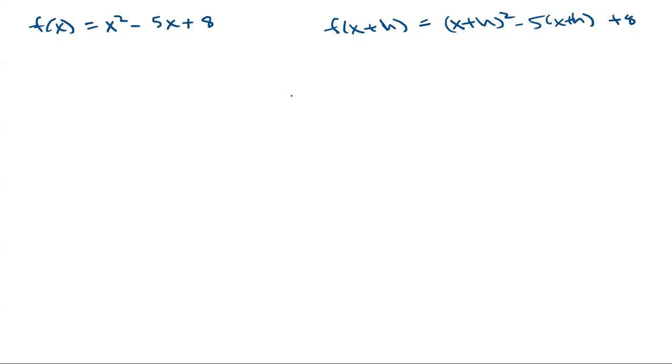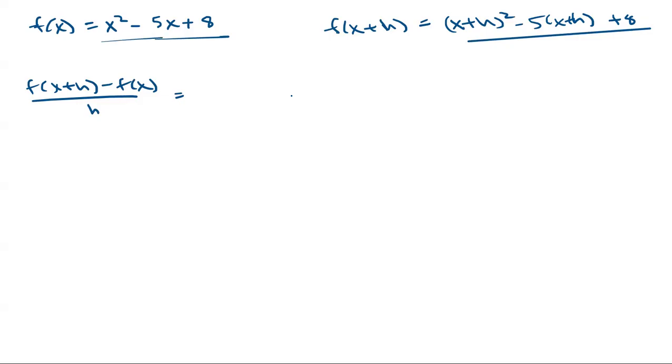Okay. So then we're going to use the difference quotient, which is f of x plus h minus f of x all over h. Okay. And then we're going to replace our f of x plus h by what we just got here, and replace f of x by this information here. Again, if we do this correctly, then things will start canceling out.